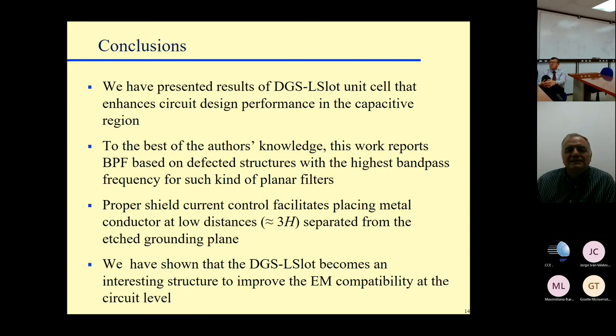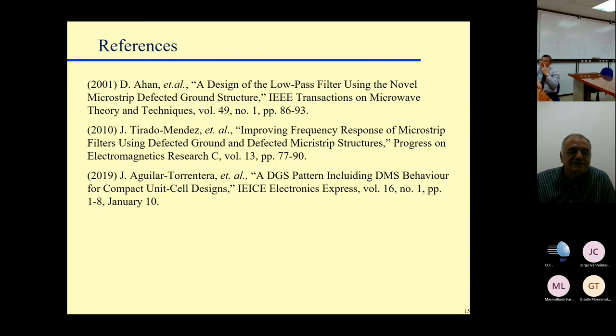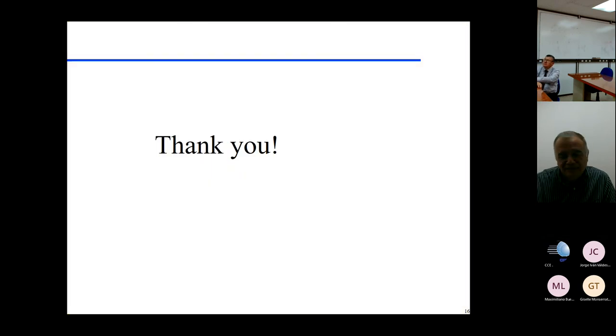And we have shown that the DGS slot becomes an interesting structure to improve the electromagnetic compatibility at the circuit level. Those are the references that I used for this presentation. And that's all. Thank you.